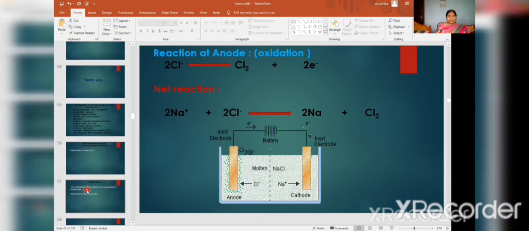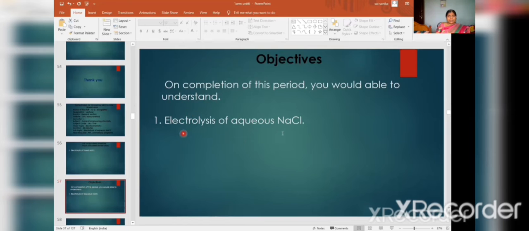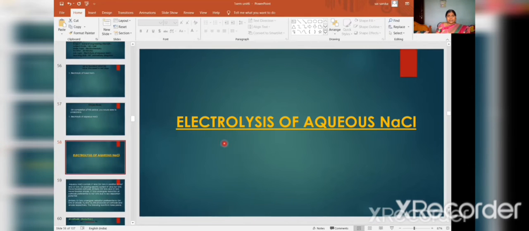Today's topic is electrolysis of aqueous NaCl. The objective is that after finishing this period, you will be able to understand the electrolysis of aqueous NaCl. What is the meaning of aqueous NaCl? It is NaCl dissolved in water, that is, NaCl solution. We are doing the electrolysis of aqueous NaCl.